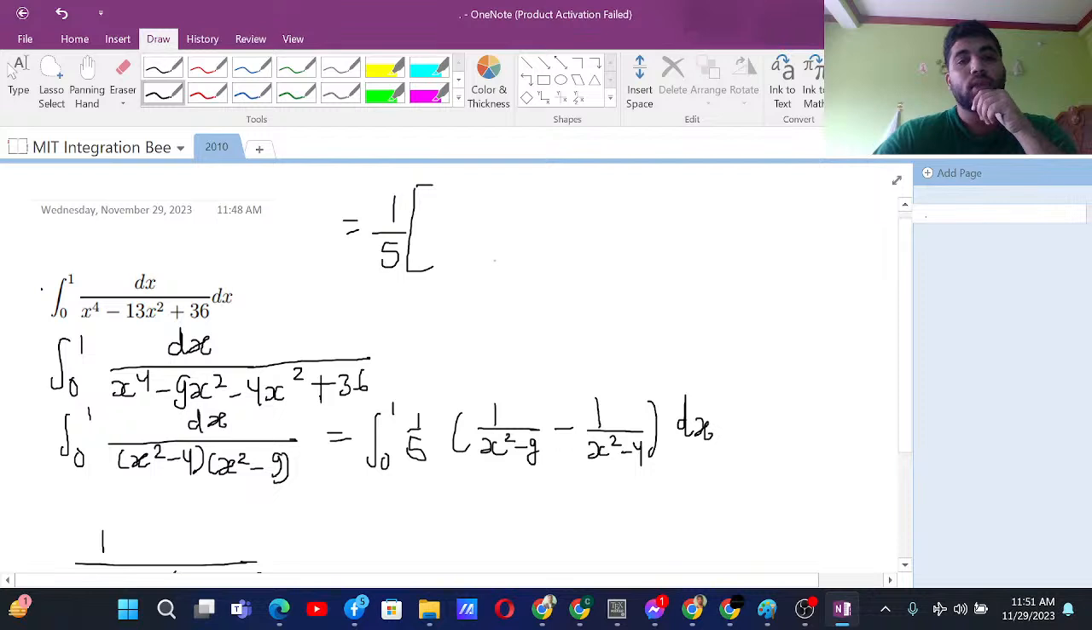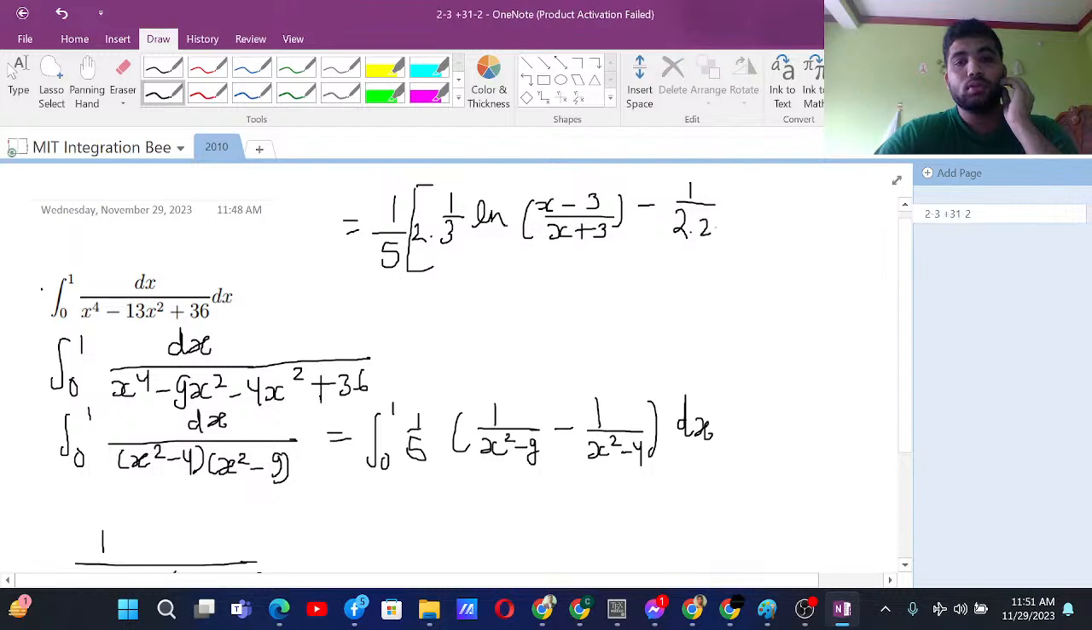For this, we will have 1 by 3 ln of x minus 3 by x plus 3. Sorry, not 1 by 3, 1 by 2 times 3. So 1 by 2a ln of x minus a by x plus a. And minus, this will be 1 by 2 times 2 ln of x minus 2 by x plus 2. And now we can go from 0 to 1.